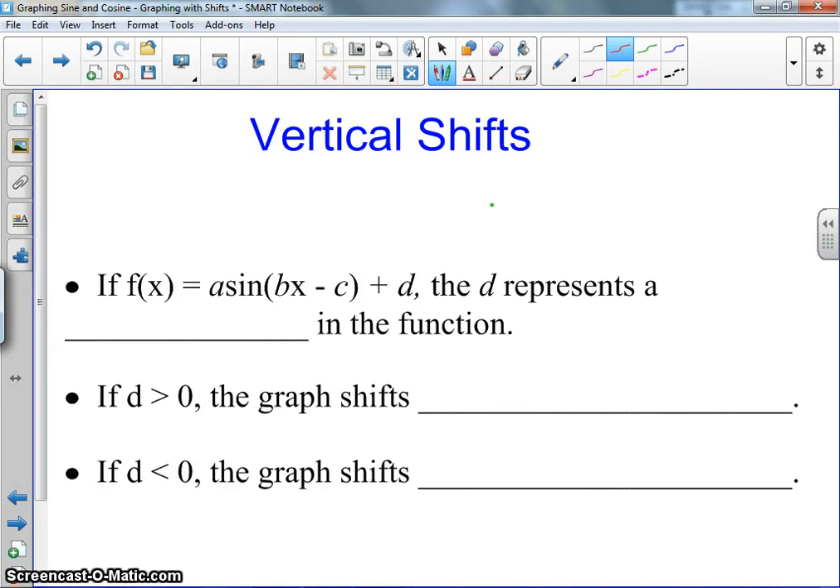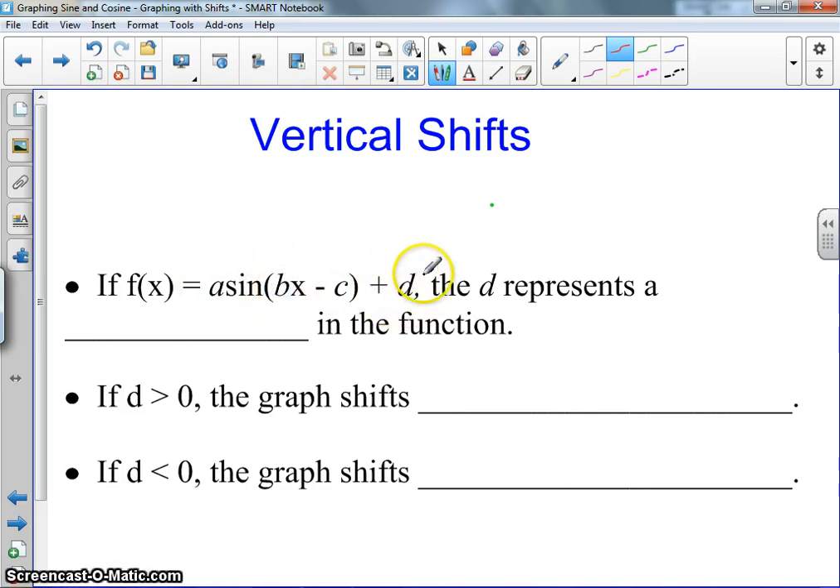Alright, so now we're going to do the same thing that we did in our last lesson, which was graph sine and cosine, except now we're going to do it with a vertical shift. And so if we look back at this form of sine or cosine, we said all these letters do something to the function, and we've looked at A, that's going to be the amplitude. The B is going to change the period.